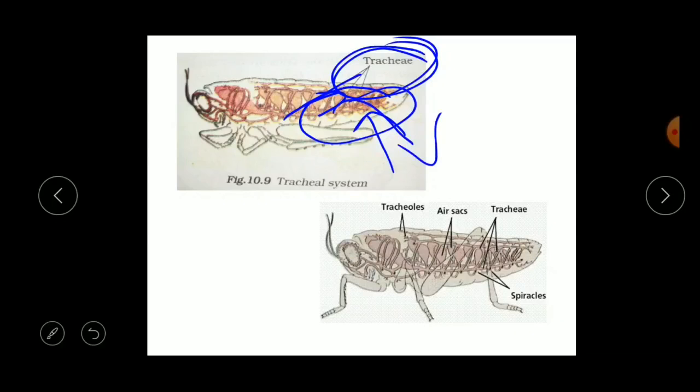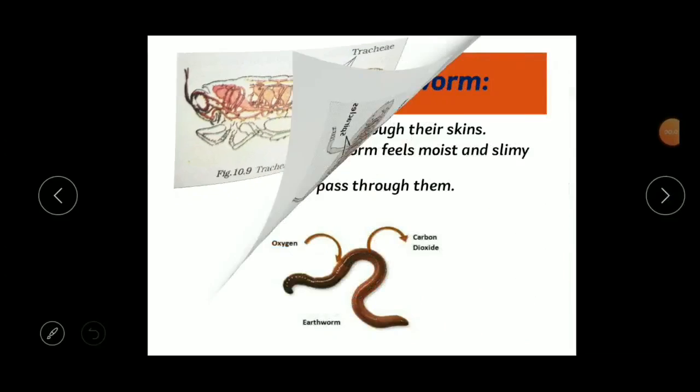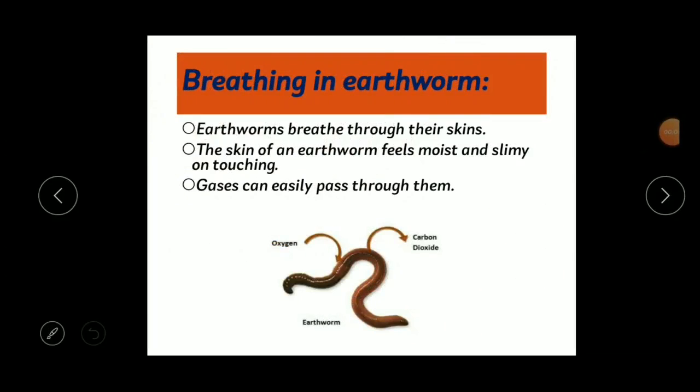Understood, children? Okay. Now let us move to another organism, that is breathing in earthworm. So children, what is this? Yes, it's an earthworm, right? Earthworms breathe through their skin. They do not have lungs like us. They breathe through their skin.